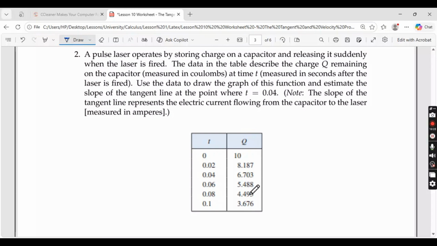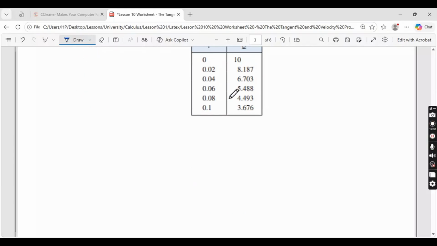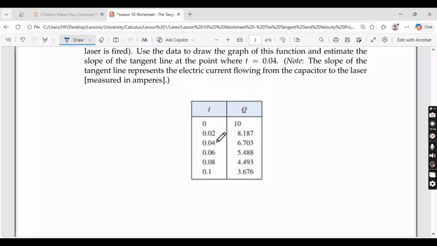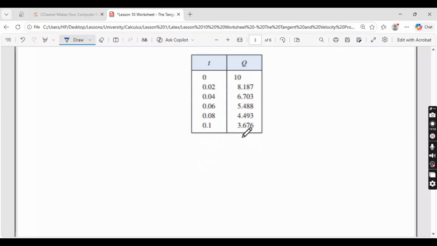Okay, so we have a table and we are told to use the data to draw the graph of this function and estimate the slope of the tangent line at the point. So we have 0, 0.02, 0.04, 0.06, 0.08, 0.1.